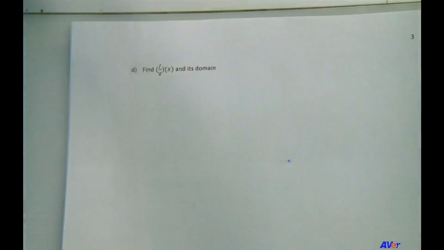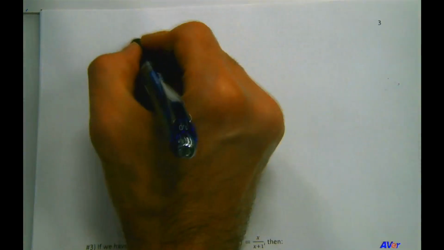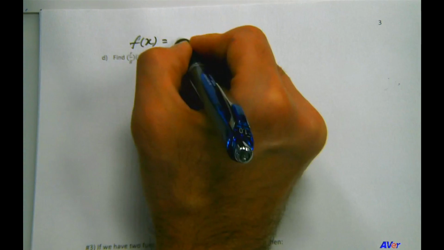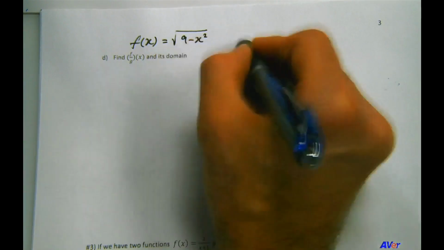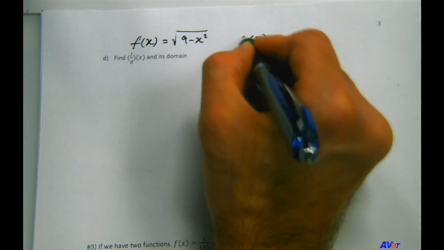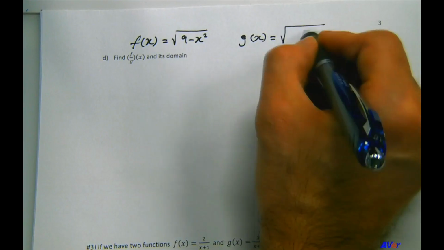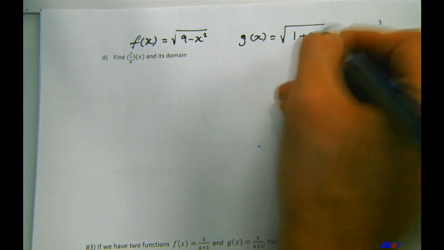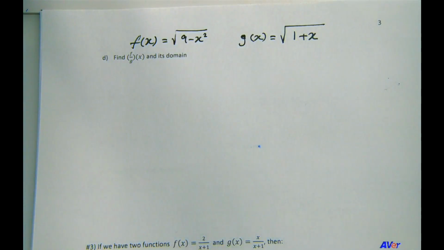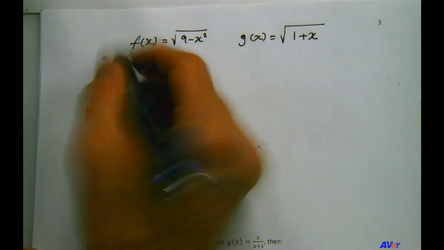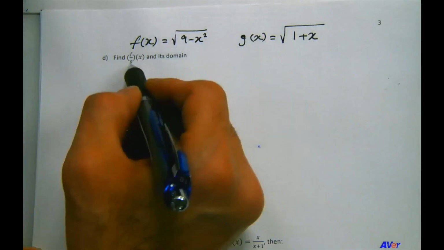Okay, so then we have these functions divided by each other. So let me write them here so you can see them. So f of x is equal to square root of 9 minus x squared, and g of x is equal to square root of 1 plus x. Okay, so now we're dividing, and we have to be careful because the g of x is going to end up becoming the denominator here.